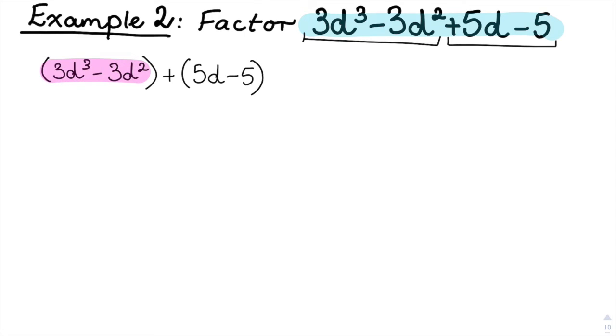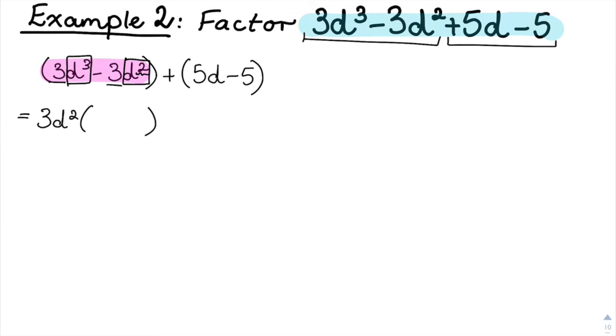What we need to do is factor each set of parentheses now. Let's start with the first one. The common factors here are 3 and d squared, because 3 is the greatest common factor of 3 and negative 3. And then I've chosen d squared because we have d to the power of something after each of the 3's. And we always take the one with the lowest power, so d squared in this case.